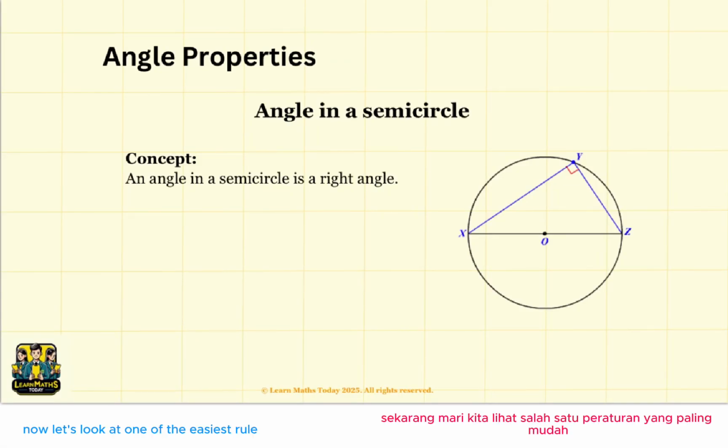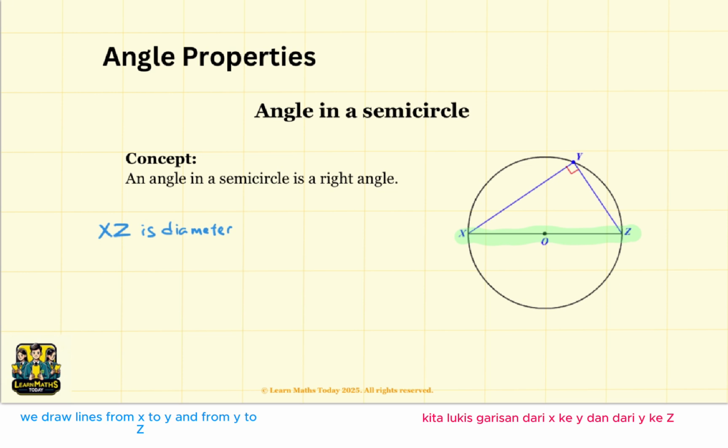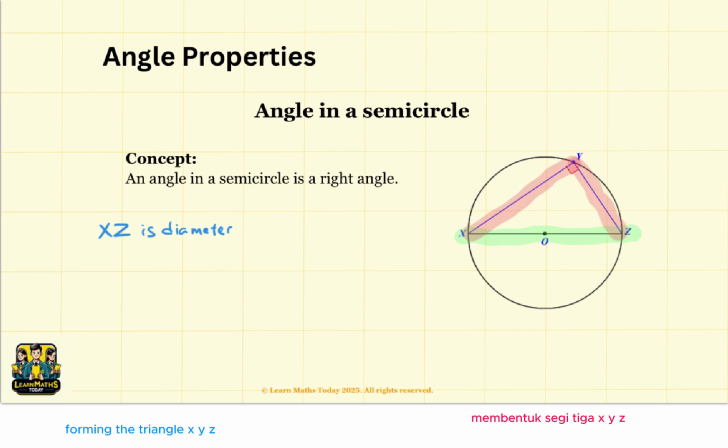Now, let's look at one of the easiest rules in circle geometry, the angle in a semicircle. Look at the diagram. We have a straight line from X to Z, which goes through the center O. This means XZ is the diameter of the circle. Now look at point Y on the circle. We draw lines from X to Y and from Y to Z, forming the triangle XYZ.